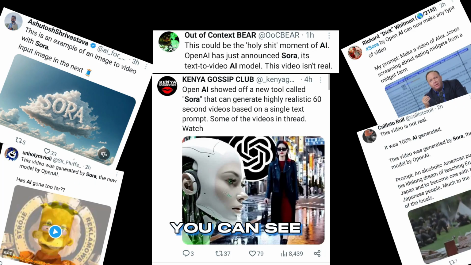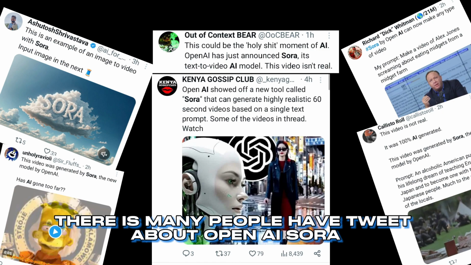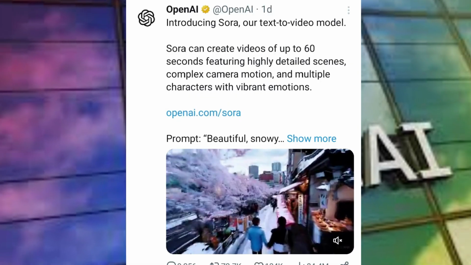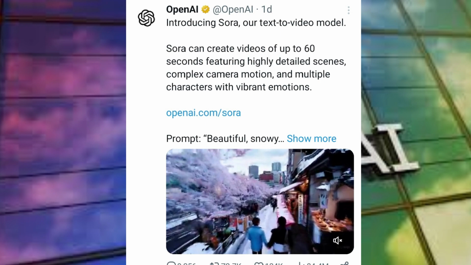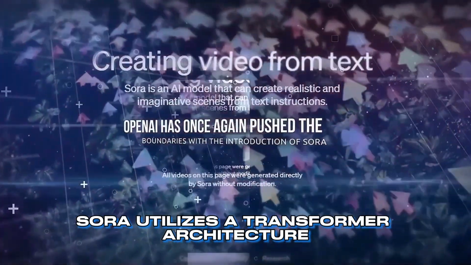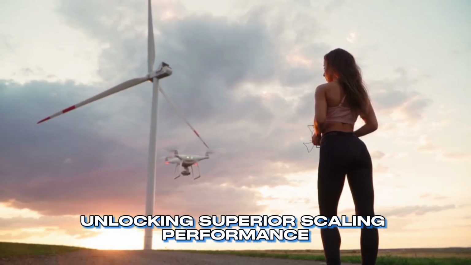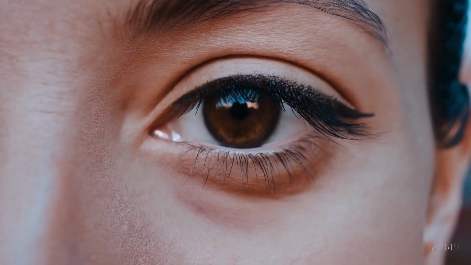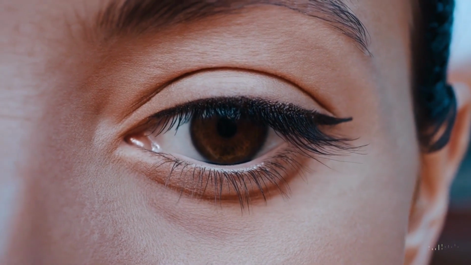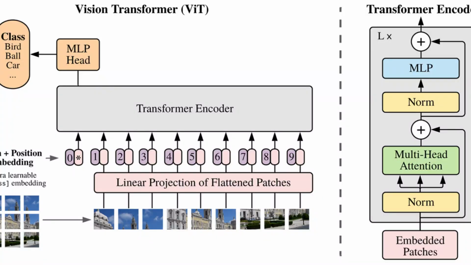You can see, many people have tweeted about OpenAI's Sora. OpenAI also tweeted about its latest tool called Sora. Sora utilizes a transformer architecture, much like the renowned GPT models, unlocking superior scaling performance. However, what sets Sora apart is its utilization of space-time patches.